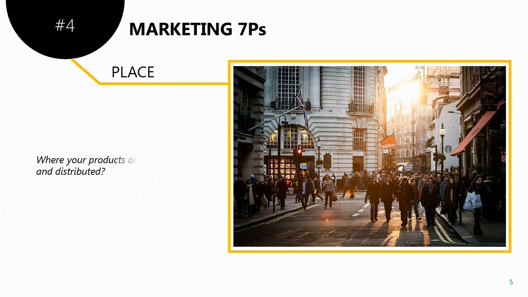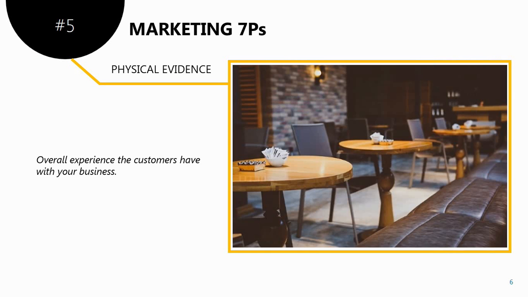The fourth P is place, where your products are offered, sold, and distributed. The right business location may be a key to success. The fifth P is physical evidence. It is about the overall experience the customer has with your business, for example, store layout and design, product packaging, and others.